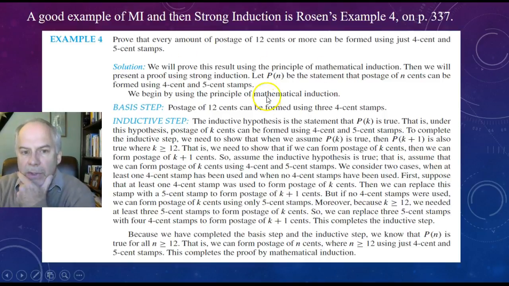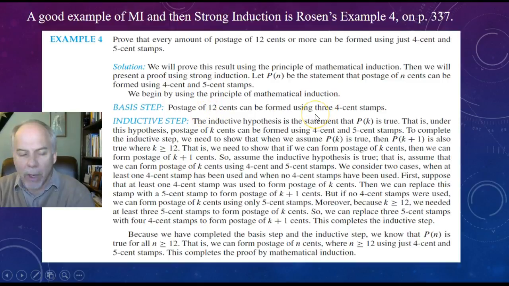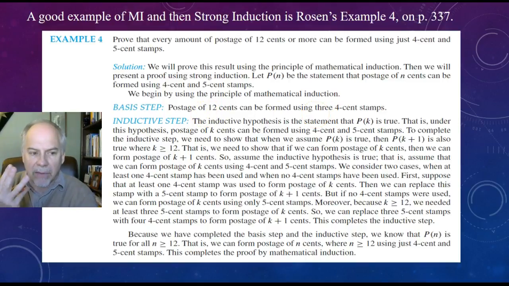All right, so solution: we will prove this result using the principle of mathematical induction. Then we will present a proof using strong induction. This page is the regular mathematical induction. We begin with the basis step. You start with 12 cents. That's your basis amount. Show that 12 cents can be formed. Well, if I just take three 4-cent stamps, I can make postage for 12 cents. So that's done. We just had to show it works for the first step.